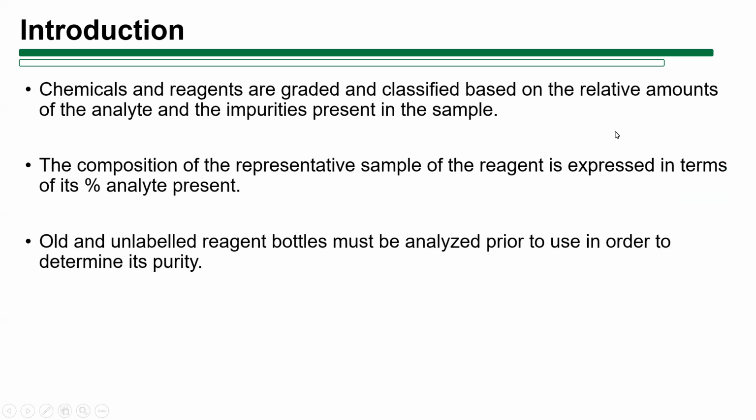Usually, your chemicals and reagents are graded and classified based on the relative amounts of the analyte present and the impurities present in the sample. The more pure your chemical or your reagent, the higher the grade. So to represent the composition of the analyte in the representative sample, we determine the percent of analyte present.